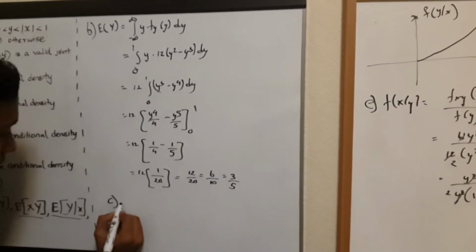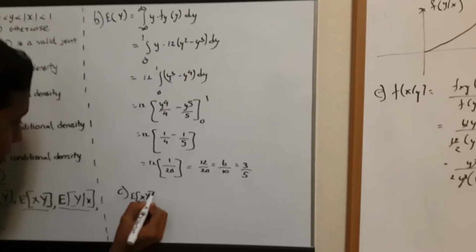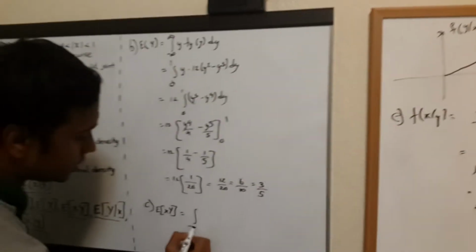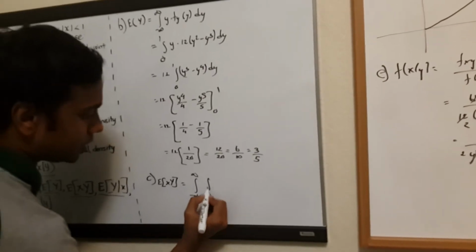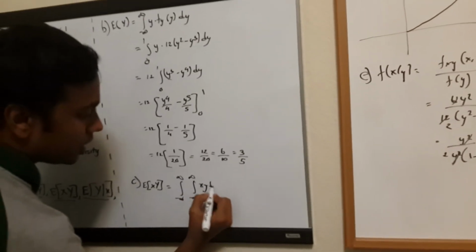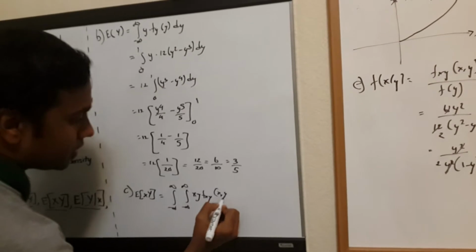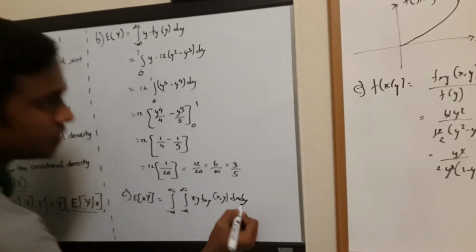Now see E of xy. E of xy equals to integral from minus infinity to infinity of xy fxy of x comma y dx dy.